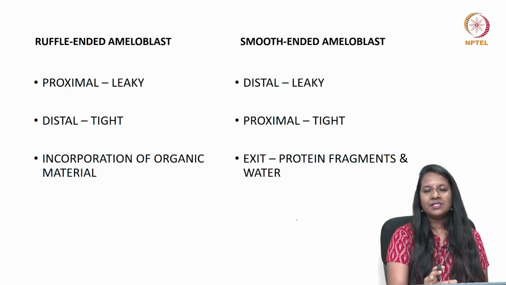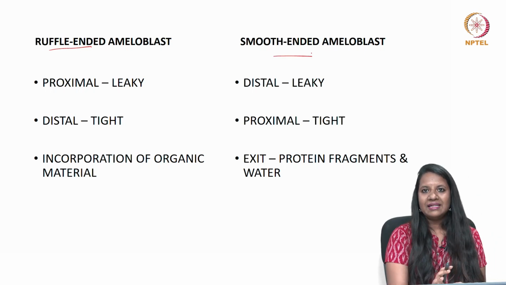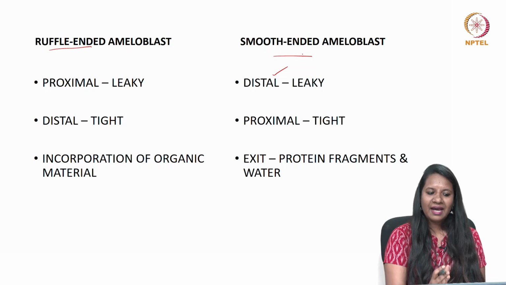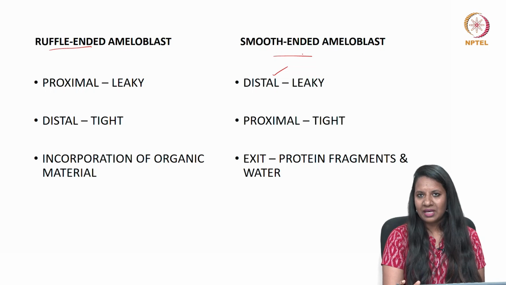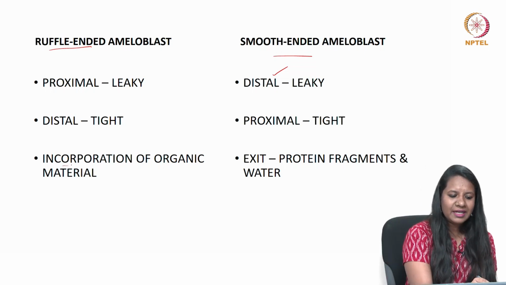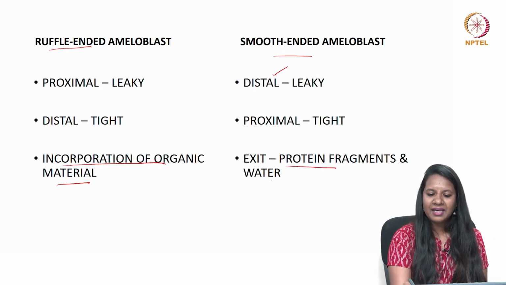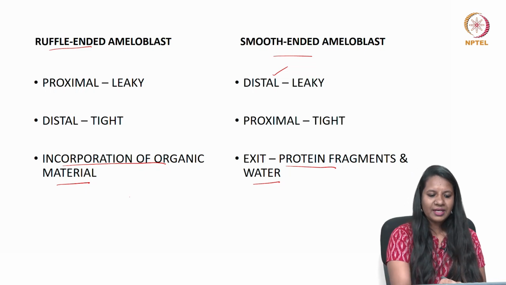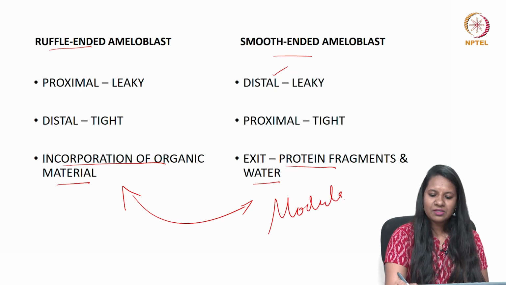So, moving to the differences between ruffle-ended and smooth-ended. In the ruffle-ended, the leaky region is the proximal surface, whereas in the smooth-ended, the leaky is the distal surface, and the tight is the distal in case of ruffle-ended. Here the tight is the proximal in case of smooth-ended. Ruffle-ended leads to incorporation of organic material, and smooth-ended will help in the exit of protein fragments and water. And the change of ruffle-ended to smooth-ended and smooth-ended to ruffle-ended is known as modulation.